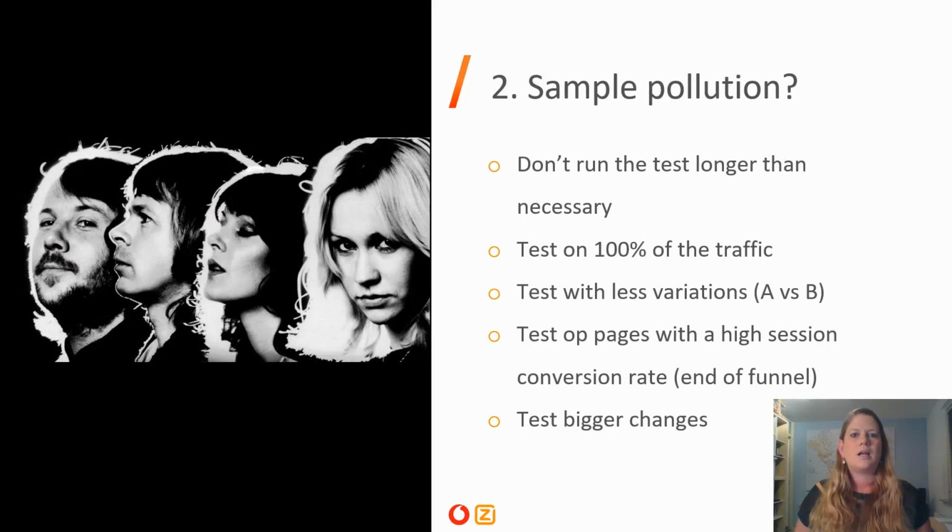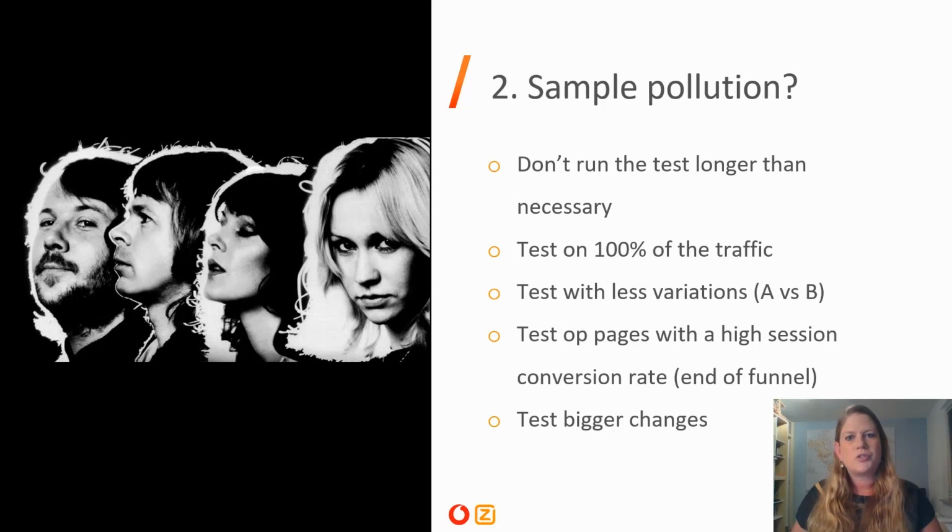And this all leads to samples getting contaminated with people who have seen both A and B, ABBA, and it becomes harder to find the true effect of your experiment. As we all know, there is no cure for this. Like we don't have any techniques how to recognize visitors over browsers, over devices, over multiple sessions. At least not for the majority of the visitors on the website. So what we need to do is take this into account when setting up an experiment.